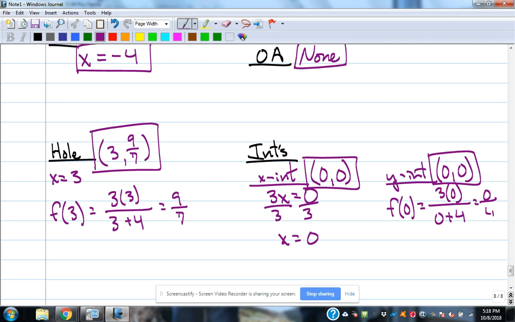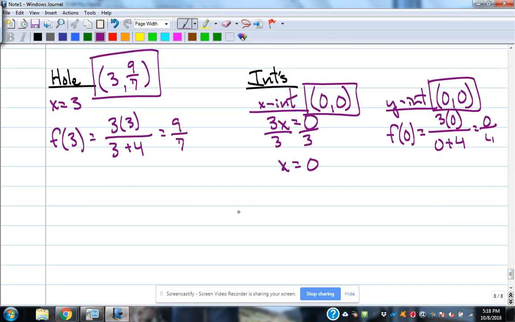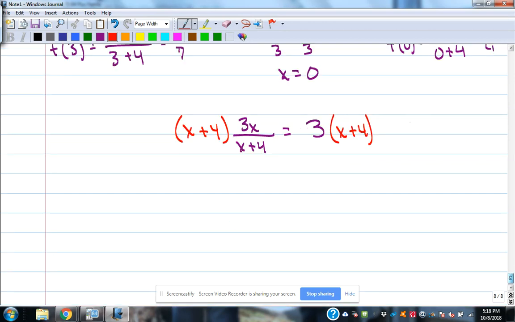All right. Last thing would be deciding if it crosses that horizontal asymptote. So to decide that, we're going to set 3x over x plus 4 equal to 3. Multiply by x plus 4, the denominator. 3x equals 3x plus 12. And we see a familiar thing happening. 0 equals 12. That doesn't happen. So this does not cross.